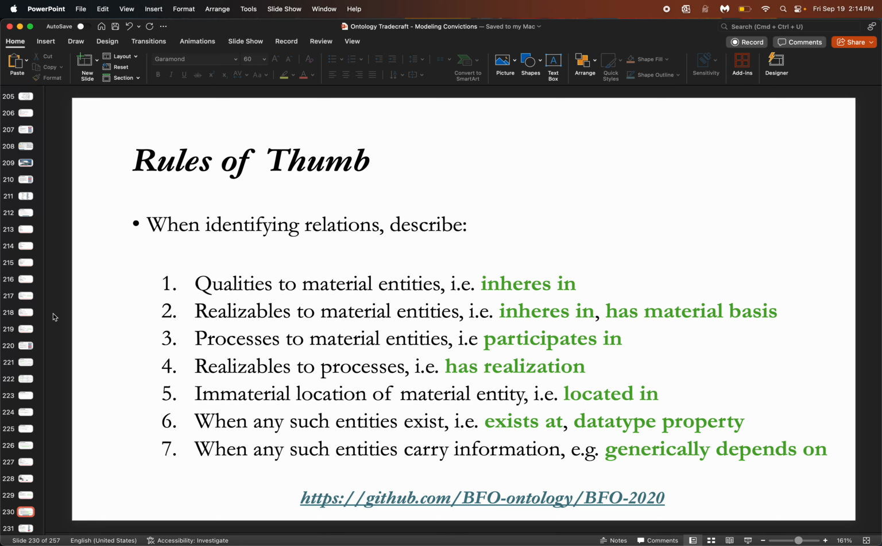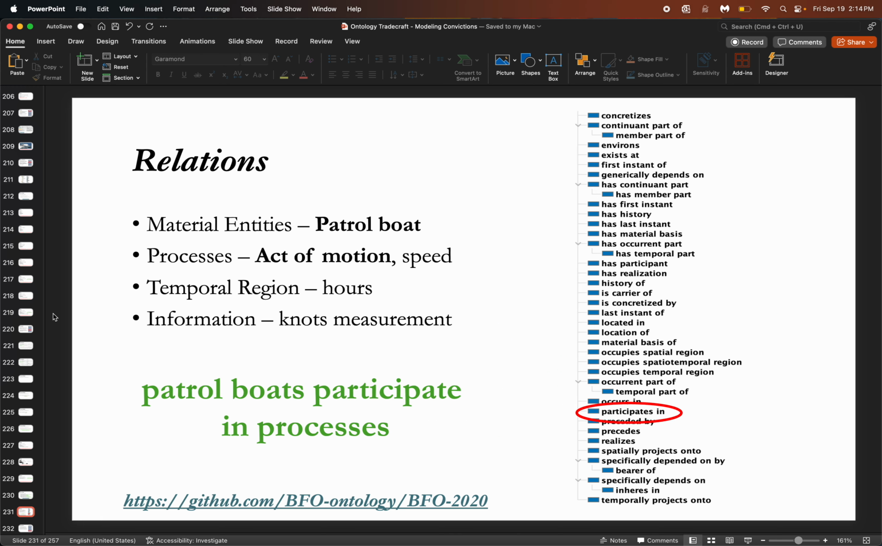You walk through this list just like you did with the classes and what you do is you tease out the relationships among this simplified list. So again, remember I said the classes in BFO are connected through these object properties, through these relationships, and the relationships that bring together all aspects of the taxonomy. And so if you have something that falls in the taxonomy, there's some relationship there that you need to fill in. Patrol boats participate in processes. That's part of the competency question. And so you should assert that participation relationship there and do the same for speed, hours, knots, measurement, all the connections that you can by leveraging these relationships in BFO.